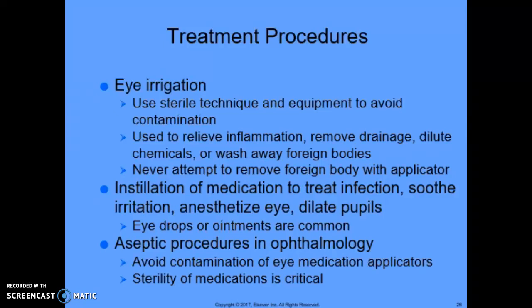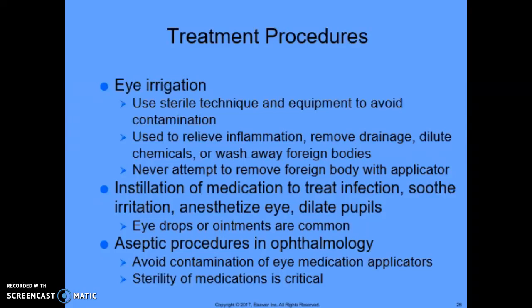Instillation of medication is to treat infection or to soothe irritation. We also can anesthetize the eye or dilate the pupils with instillation. And eye drops or ointments are common in order to do this.